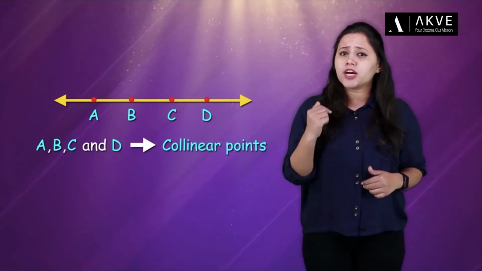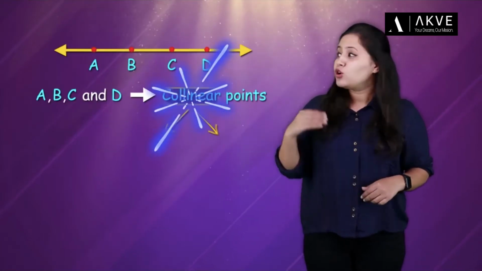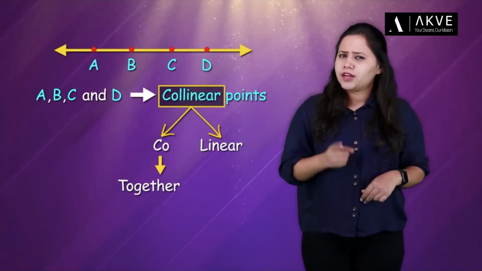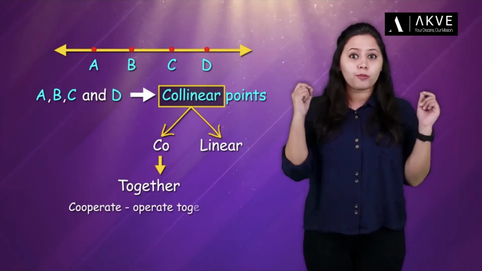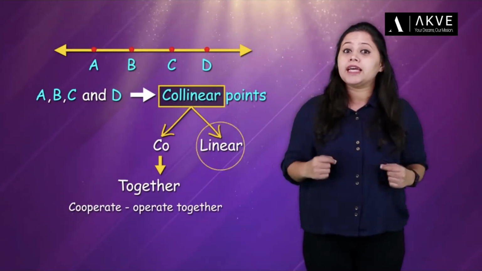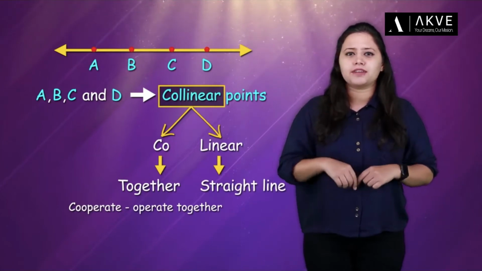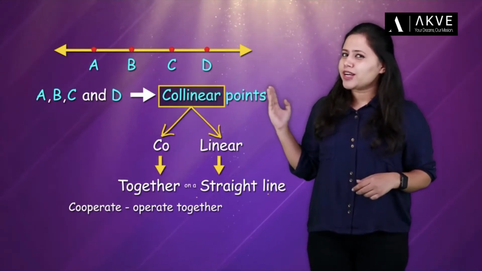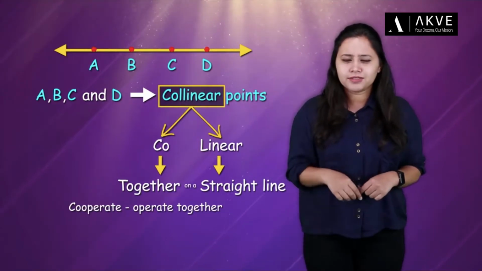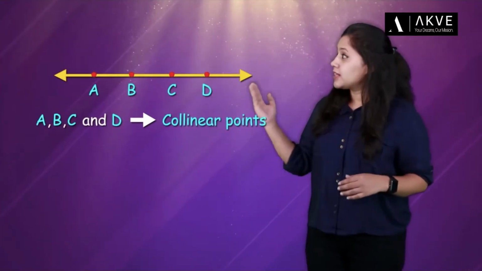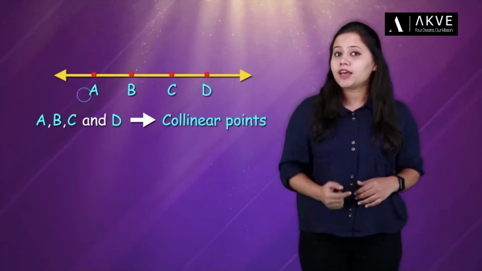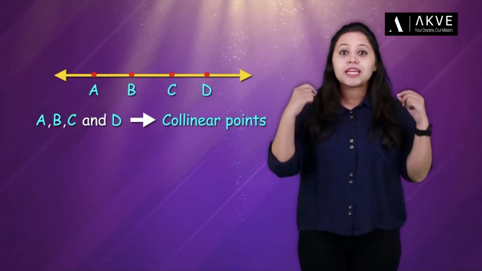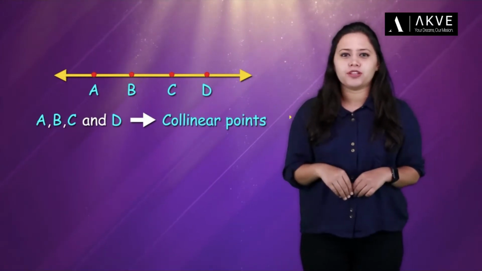Now, if three or more points lie on the same line, they are called collinear points. Collinear actually comes from two root words, co and linear. Co means together, just like incorporate, operating together, and linear indicates a straight line. So, collinear means together on a straight line. Got it? Great. Like this is a straight line and A, B, C and D are 4 points on it. These are called collinear points.